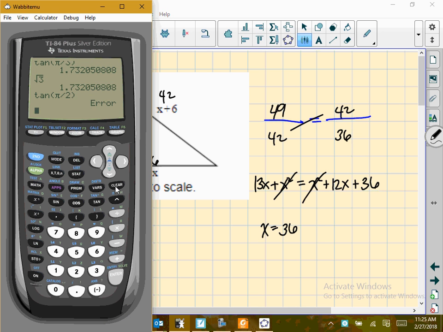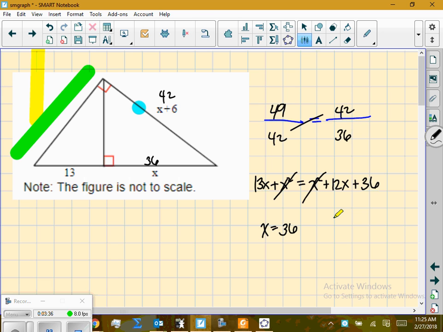Now, I don't think I would simplify here. You could if you want to. But I'm going to see if 49 times 36 is the same thing as 42 times 42. And because they are, I know I've got the right x value, at least the right x value for the original proportion I set up. Is that doable? This is a nice one. It says note the figure. It's not always going to say this, but they do that because you just found 36, that distance there, and it doesn't look much bigger than 13. But because they're saying it's not to scale, obviously we want to view everything we come across as being not to scale, unless told otherwise. So that was 6.